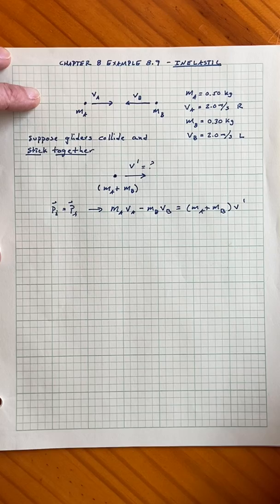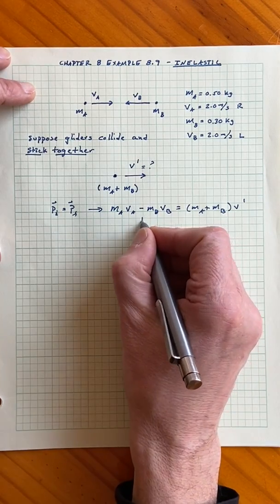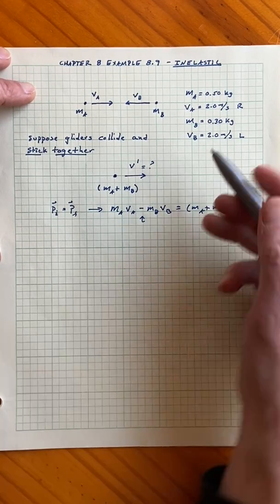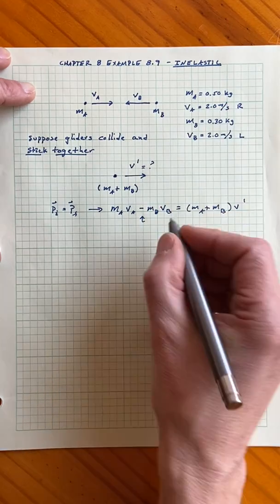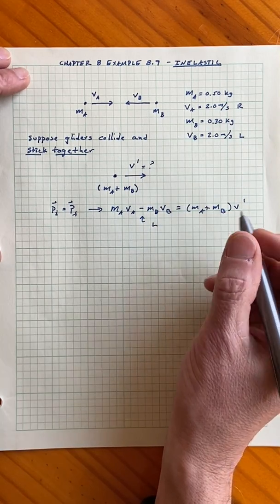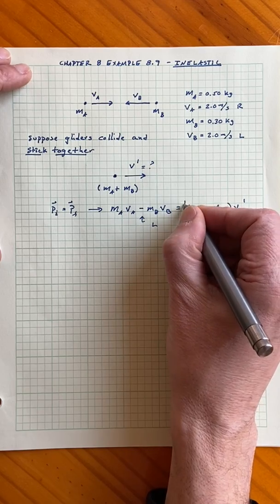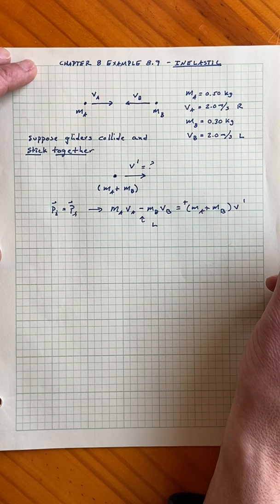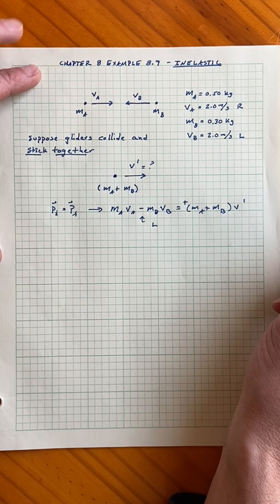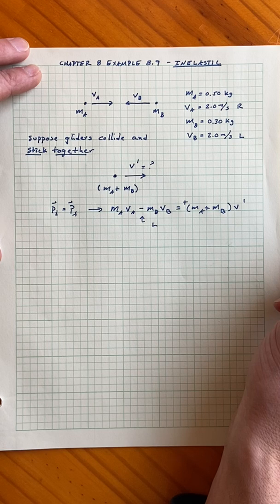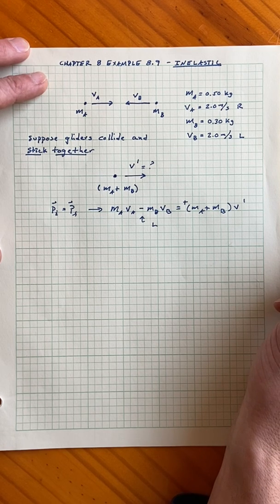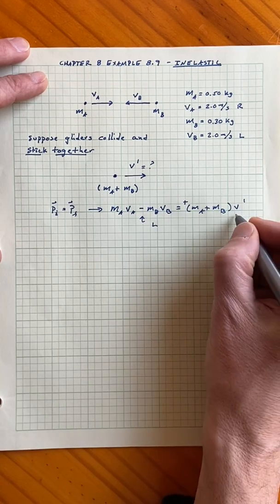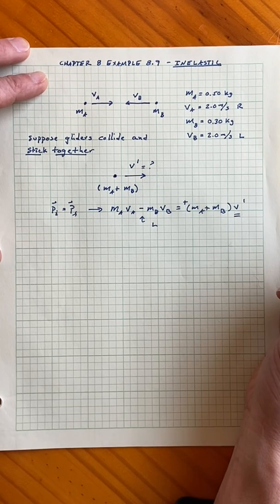So I want to point something out here. First of all, I put the minus sign here because the momentum of glider B is to the left. And I assume this is plus because I really don't know the direction. If you don't know the direction, assume it's plus, and if the answer comes out minus, you'll know you just guessed wrong. So what's left is to solve this momentum equation for the final velocity of the gliders stuck together. And that's really not too hard to do.